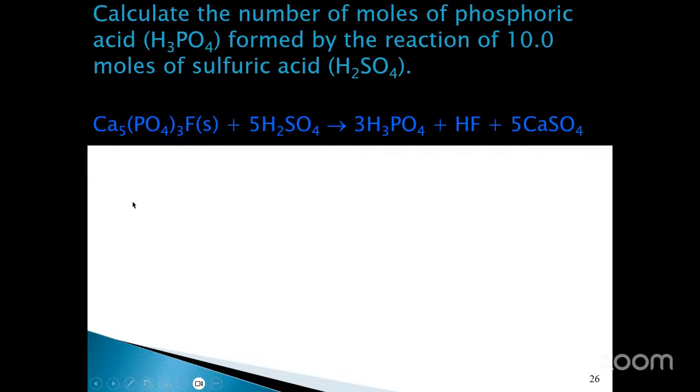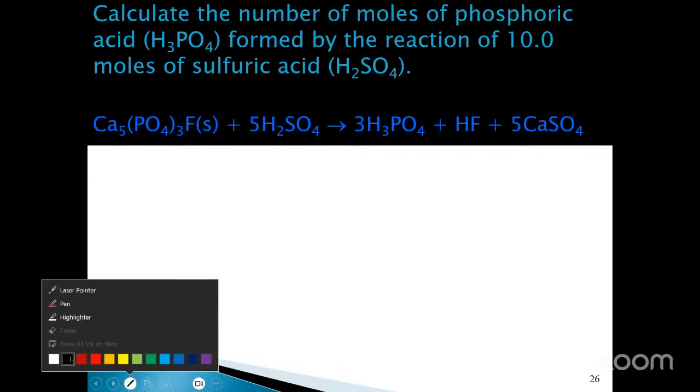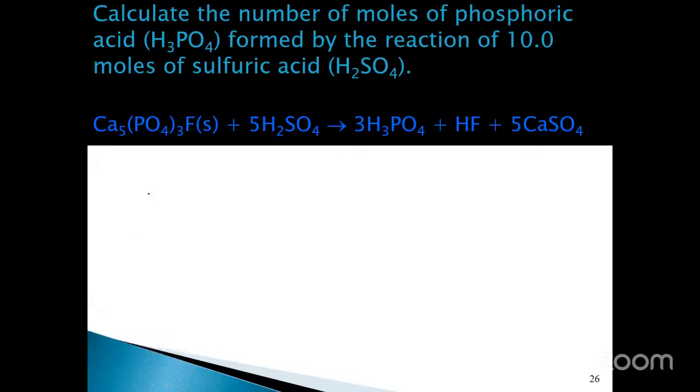So again, I would start off with what we're given. We're given 10.0 moles of H2SO4. Start off with that here. And then the question is, what do we multiply this by in order to convert it from moles of sulfuric acid to moles of phosphoric acid, right? So again, we go to the equation. We look at the sulfuric acid, the phosphoric acid here, the sulfuric acid here. And as you can see, it's a 5-to-3 mole ratio between the sulfuric acid and the phosphoric acid.